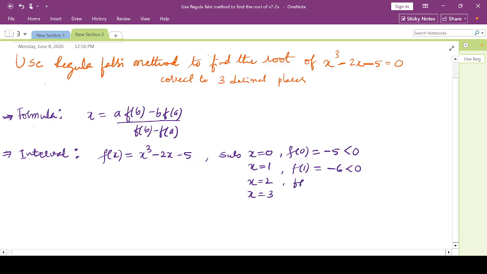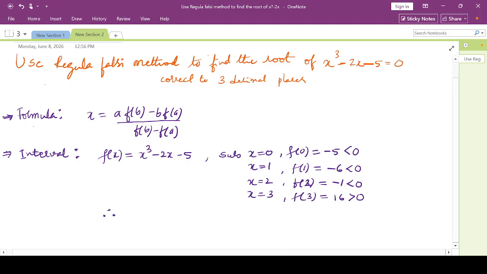Again, what is f of 3? Sorry, f of 2. F of 2 is 2 cube minus 2 into 2 minus 5. You will get minus 1, again less than 0. Substitute 3 and observe, you will get 16, which is greater than 0. Look carefully. By substitution of 2, you will get a negative value. By substitution of 3, you will get a positive value.